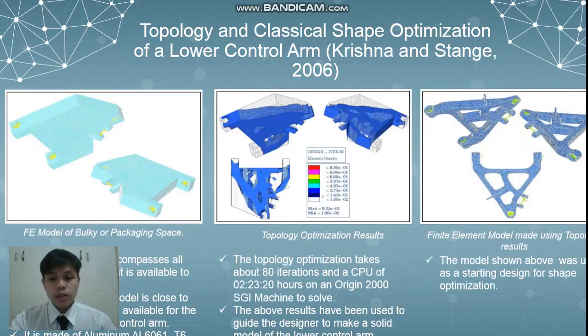These are the 3 models of the lower control arm, starting from the designing of the model until shape optimization. The first picture is the bulky model of the lower control arm, which shows the designer all the available design space, while the second picture is the result of the topology optimization. The last picture was the model used for shape optimization in this study.